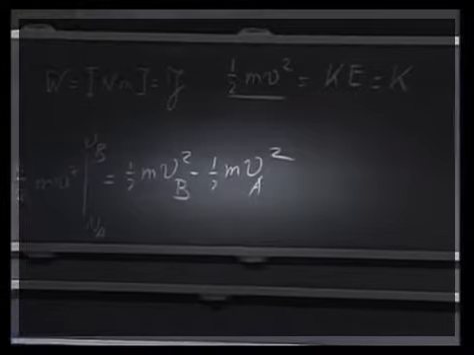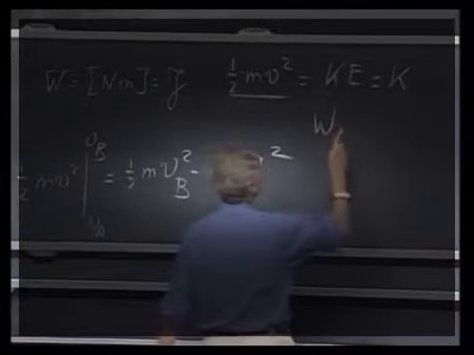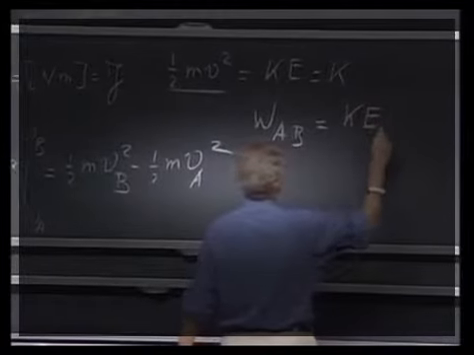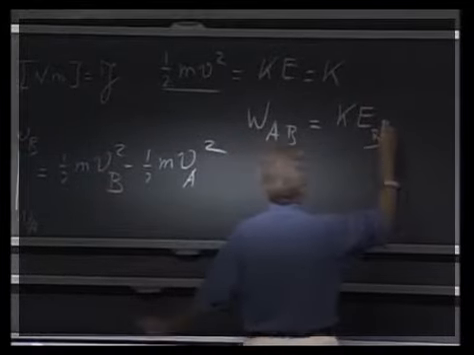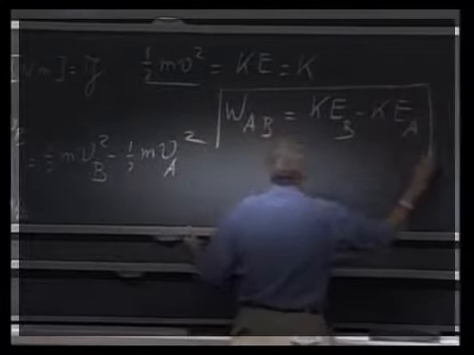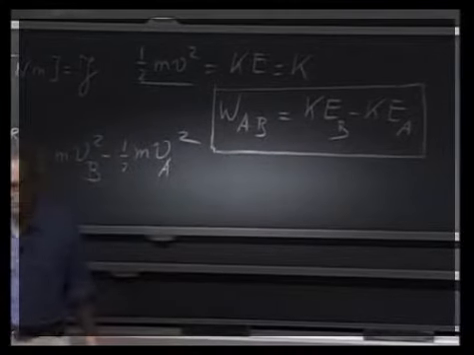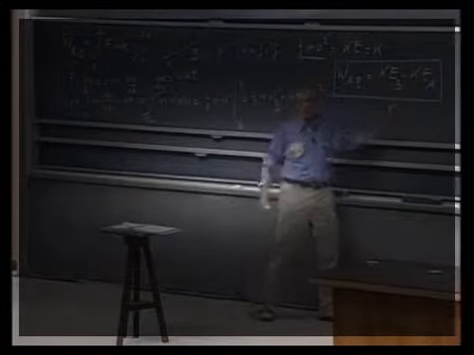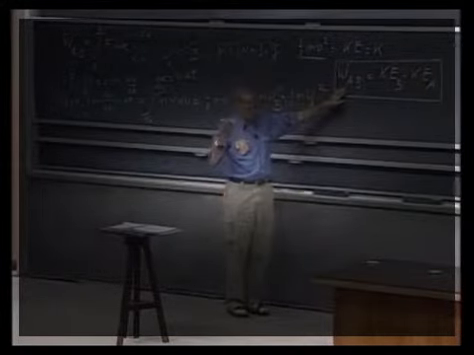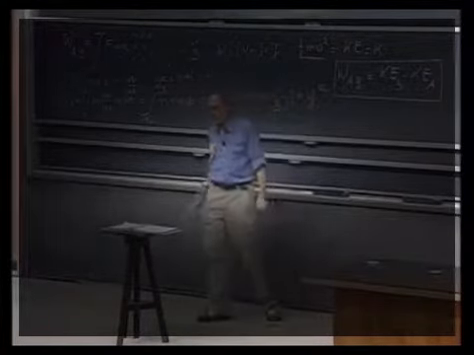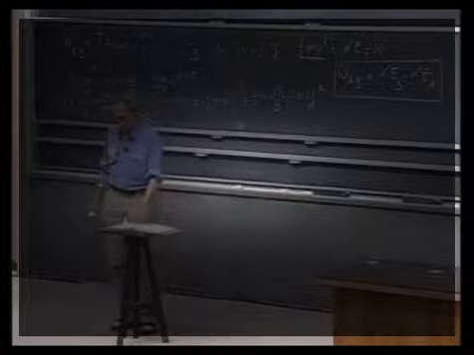And so the work that is done when a force moves from A to B is the kinetic energy at point B, you see that here, minus the kinetic energy at point A, and this is called the work-energy theorem. If the work is positive, then the kinetic energy increases when you go from A to B. If the work is smaller than 0, then the kinetic energy decreases. If the work is 0, then there is no change in kinetic energy.